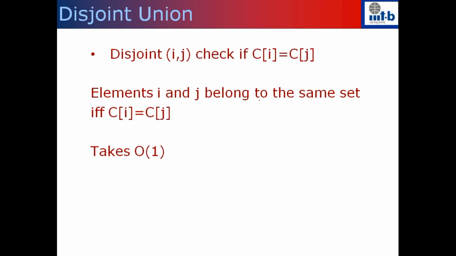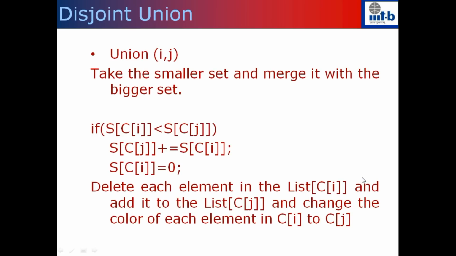Now when you want to find disjoint of I and j, given two elements, I want to know whether they are in the same set or different sets. Elements I and j belong to the same set if and only if C of I is exactly equal to C of j. This is easy to see. Elements in the same set will have the same color. For elements in different sets, the coloring will ensure that they are in two different sets. This disjoint query can be answered in order 1. So now let's look at the union operation.